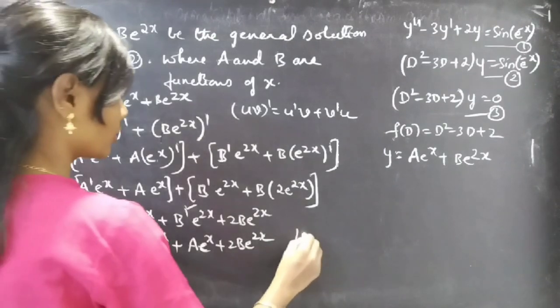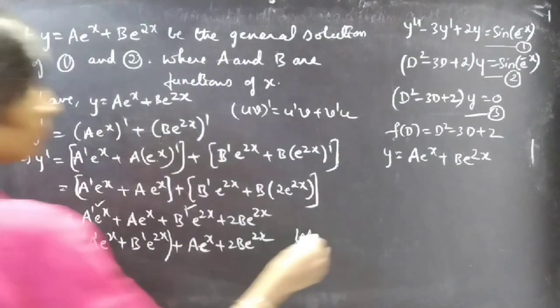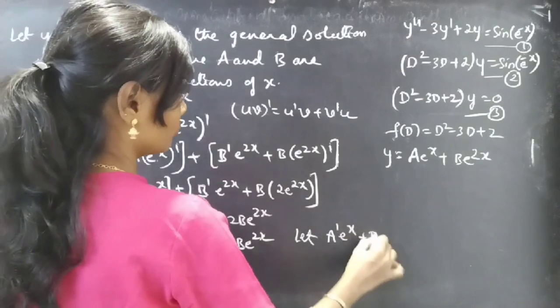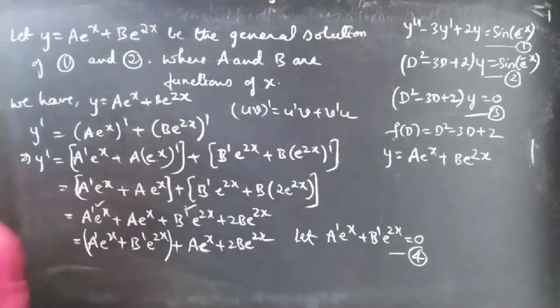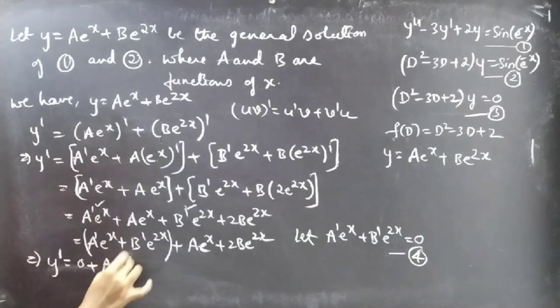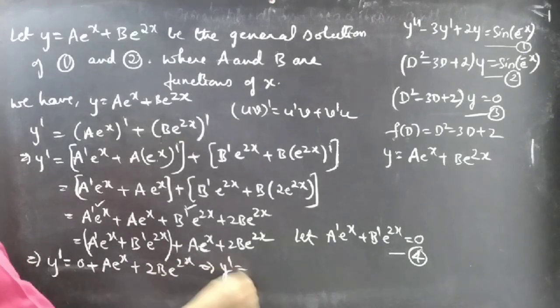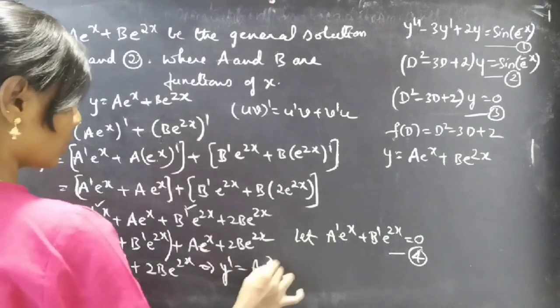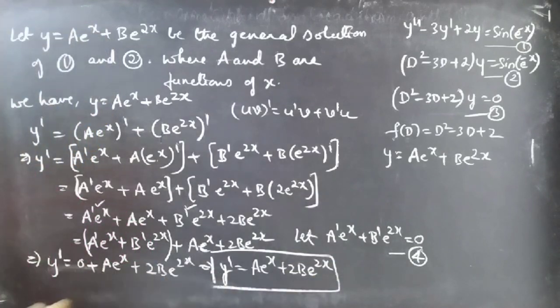Let a dash e power x plus b dash e power 2x equal 0. Consider it as equation number 4, so that while finding y double dash, a double dash and b double dash will not appear. Okay, then this becomes y dash equals to 0 plus a e power x plus 2b e power 2x. From this we'll get y dash equals to a e power x plus 2b e power 2x. So we got y dash.